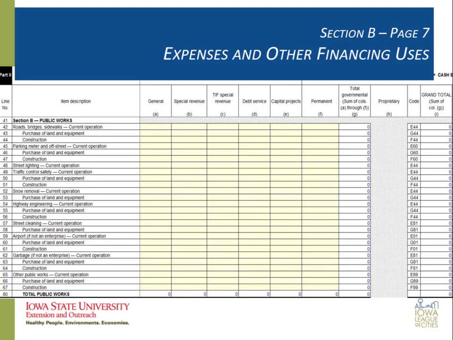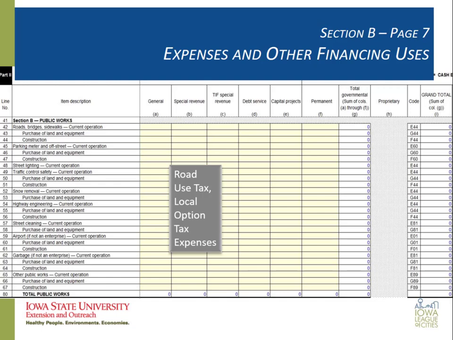Moving on to page 7, you see an entire category for public works. Public works has a lot of detail, just like public safety did. You will have expenses to report in, most likely, the special revenue column, as you will be using road use tax in your public works for anything related to streets. Just like public safety and the previous work pages, you're going to have a total at the bottom that will sum for you as you go through and put in your expenses.